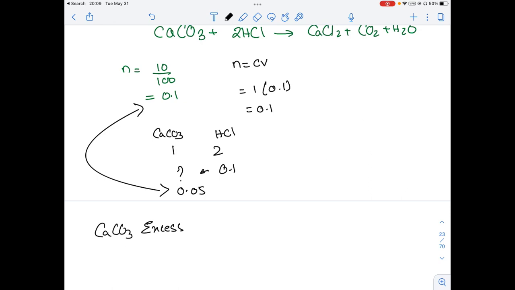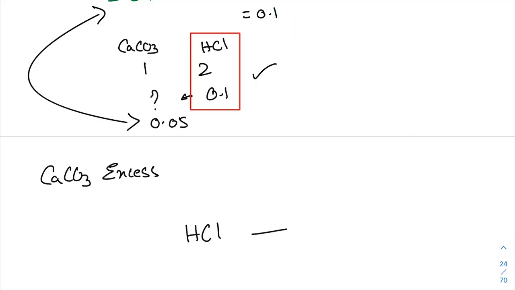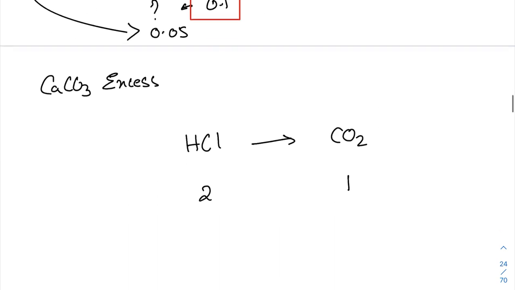Now the limiting reagent will be hydrochloric acid. So HCl will decide how much carbon dioxide is going to be released. The mole ratio of HCl to carbon dioxide is 2:1. The number of moles of HCl, we know, is 0.1. So the number of moles of carbon dioxide will be 0.1 divided by 2, which is 0.05.